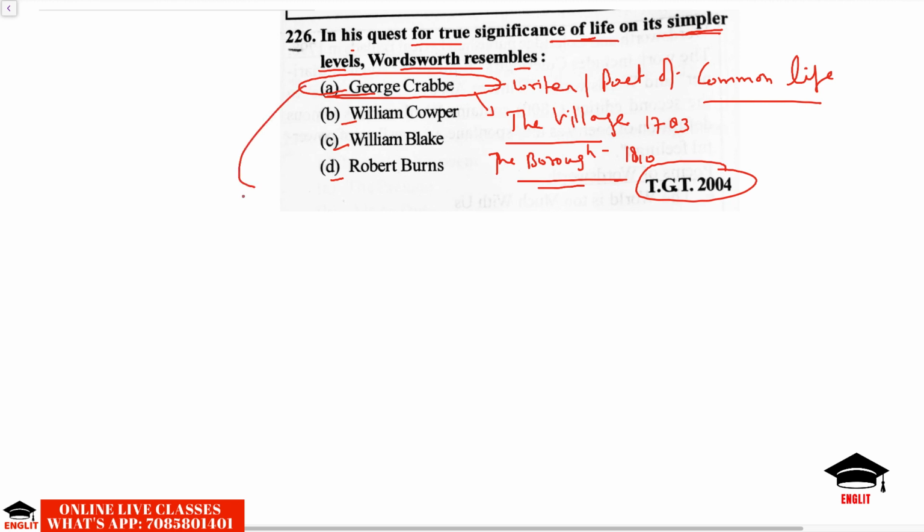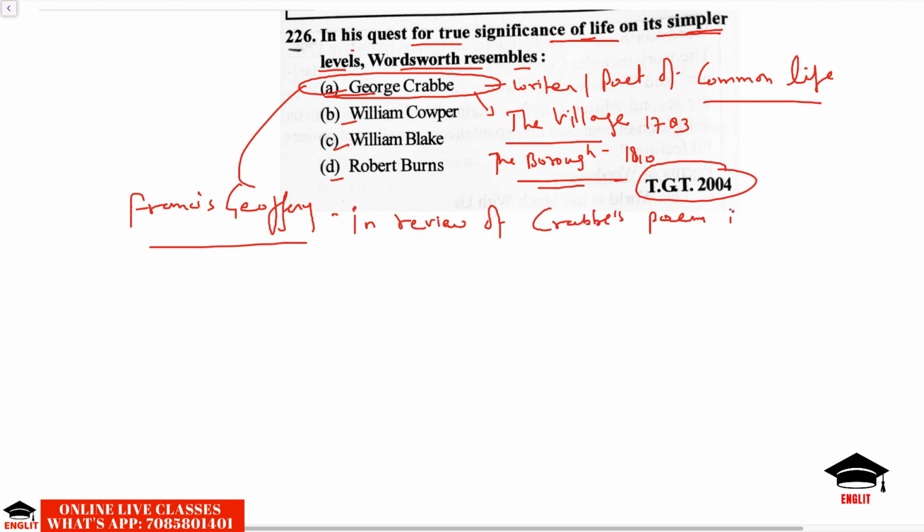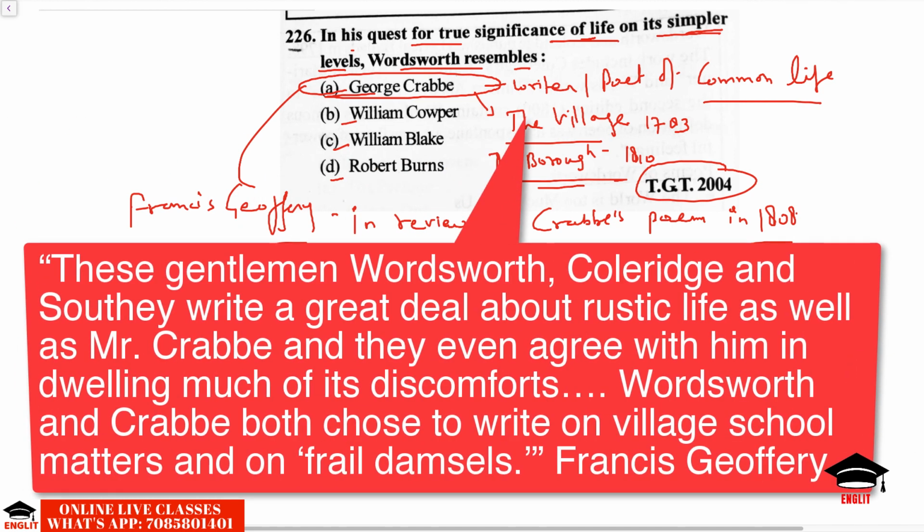Actually, it was the critic Francis Jeffrey, when he was reviewing Crabbe's poems in 1808. He says that these gentlemen, Wordsworth, Coleridge, and Southey, write a great deal about rustic life as well as Mr. Crabbe, and they even agree with him in dwelling much on its discomforts. He again says Wordsworth and Crabbe both chose to write on village school matters and on frail damsels. So in the review of Francis Jeffrey, we can get the clue that George Crabbe and William Wordsworth had a lot in common.